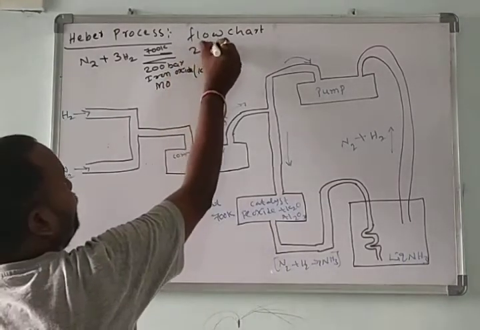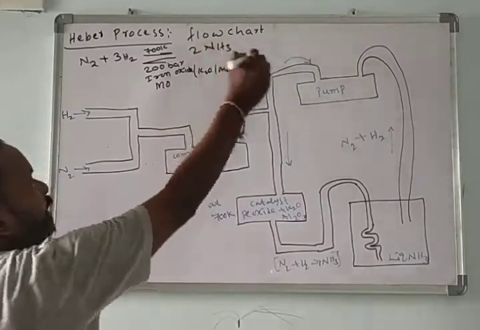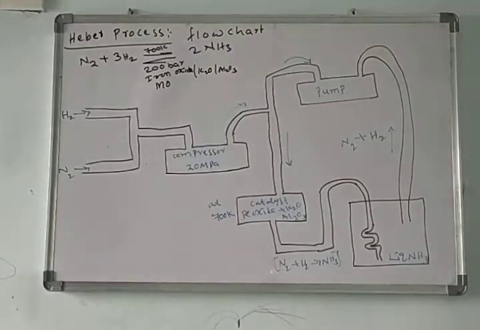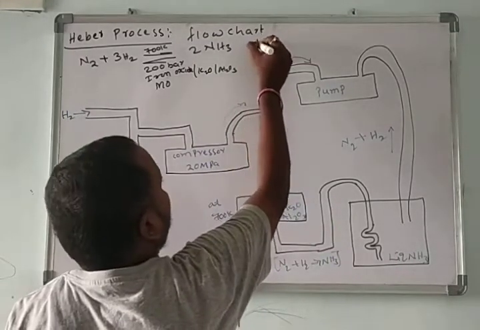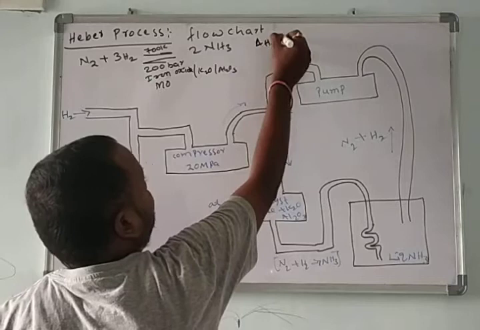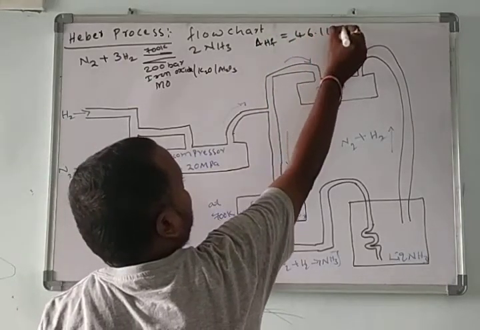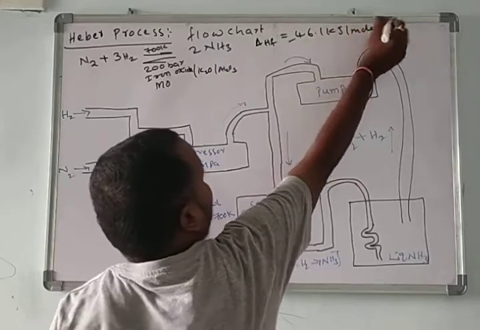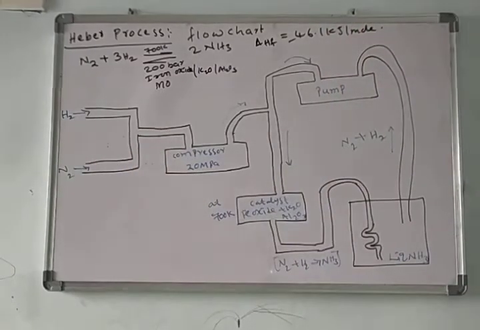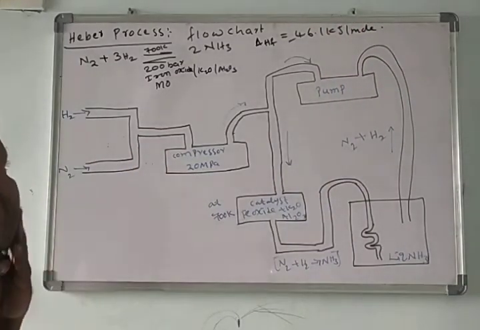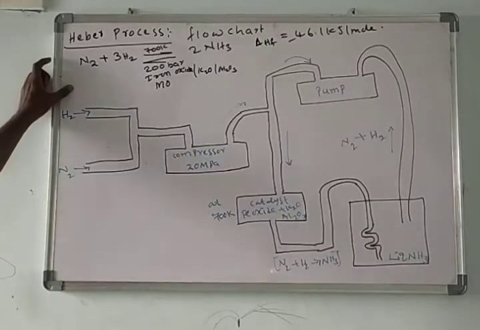What will we get here? We'll get ammonia, along with delta H of formation, minus 46.1 kilojoules per mole; energy was released. This is an exothermic reaction.